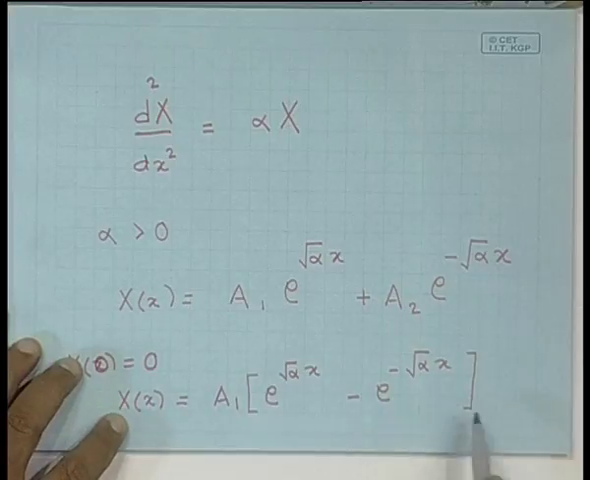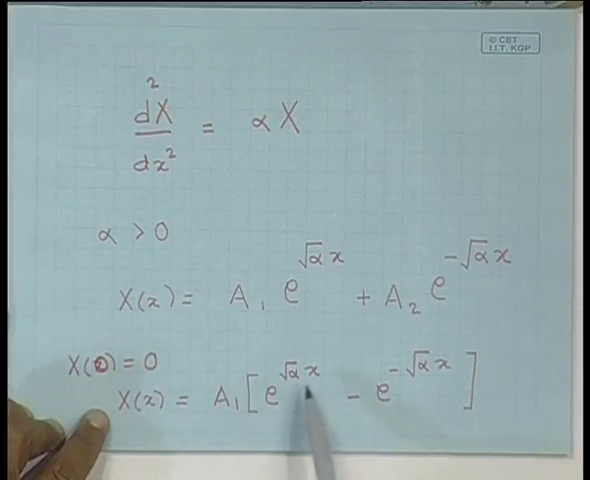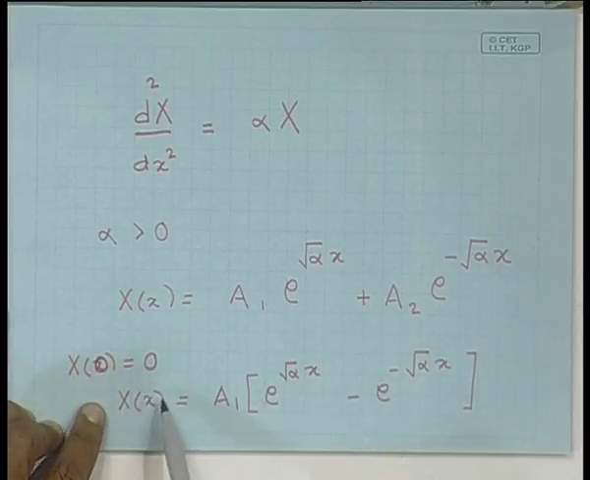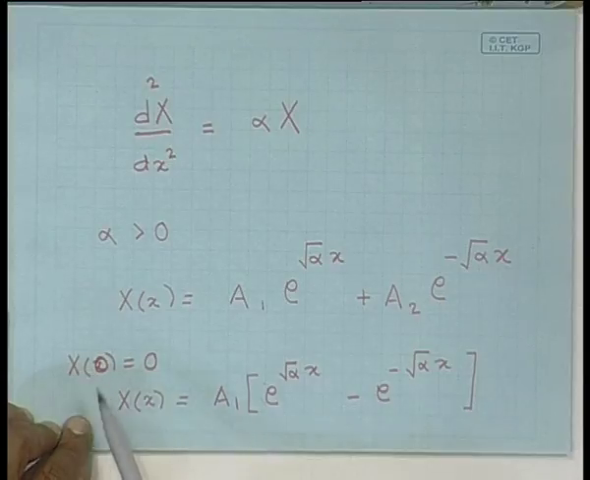So, this, you see, satisfies the boundary condition that at x equal to 0, this is 1, this is also 1. So, at x equal to 0, these two terms cancel out. So, this function capital X is 0 at one end of the string.